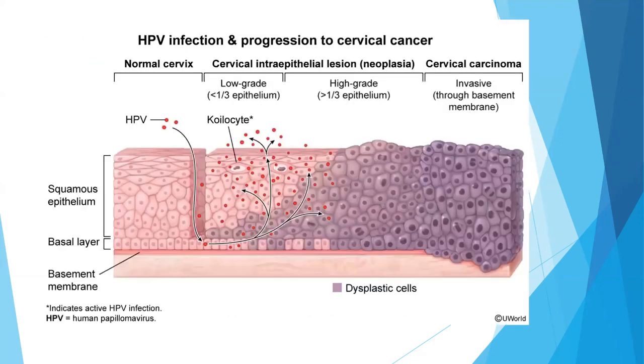Here we can see the HPV infection and progression to cervical cancer. So this is the histology of the normal cervix. We can see the low grade, where the dysplasia has only occurred in less than one third of the epithelium of the cervix. High grade means it involves more than one third of the total squamous epithelial surface. And invasive means when it invades the basement membrane.